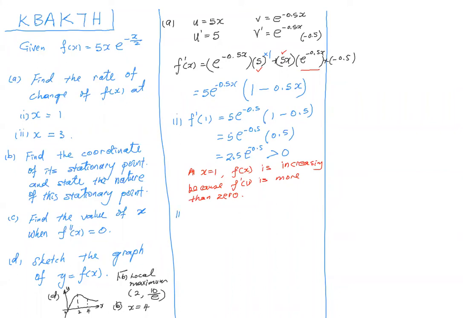So part 2, you are not going for exam, you are learning. So we will always learn more than what we need. So f prime 3. I have 5 e to the power of negative 0.5 times 3, 1 minus 0.5 times 3. So I got 5 e to the power of negative 1.5 times negative 0.5. So I got negative 2.5 e to the power negative 1.5.